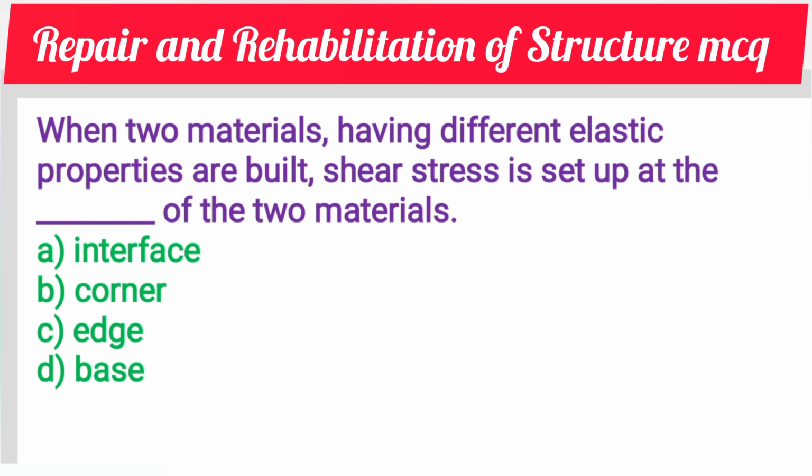Next question, when two materials having different elastic properties are built together, shear stress is set up at the dash of the two materials. Option A, interface, option B, corner, option C, edge, option D, base. So the correct answer is option A, interface.